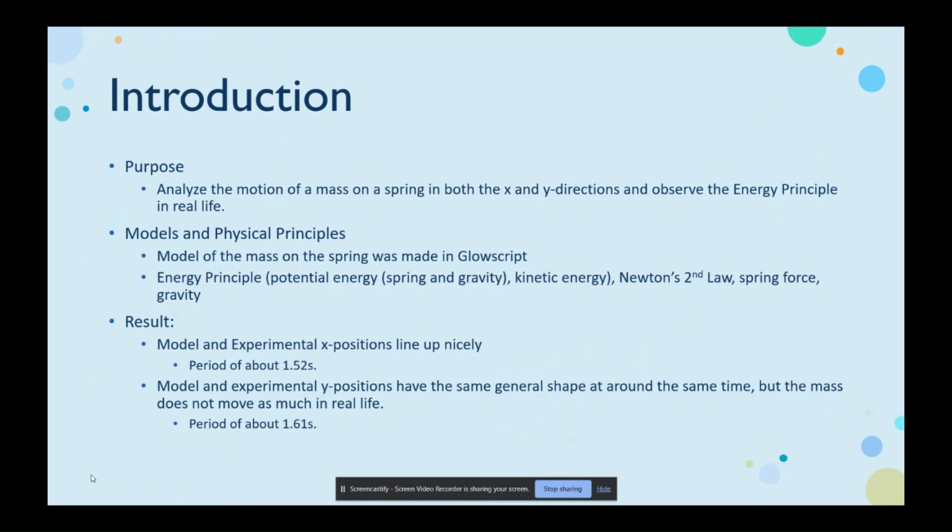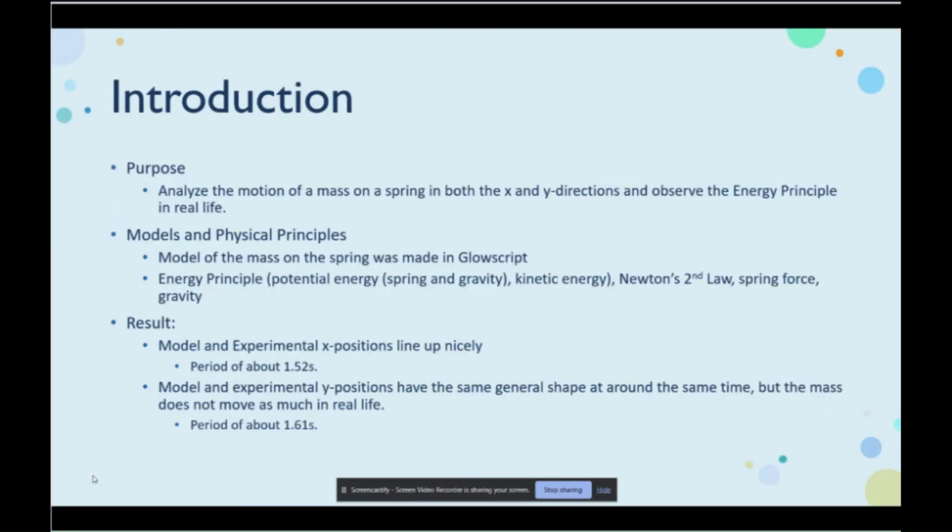Additionally, the model and experimental y position versus time graphs have the same general shape at around the same time, but the mass does not move as much in real life. The calculated period using the y positions was about 1.61 seconds.